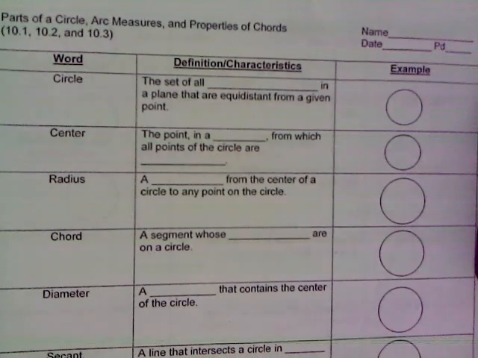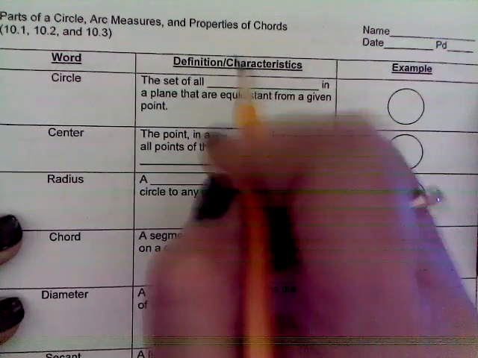All right, so we're going to start our notes 10.1, 10.2, 10.3: parts of a circle, arc measure, and properties of chords. So first of all, vocabulary. A circle is defined as the set of all points in a plane that are equidistant from a given point.